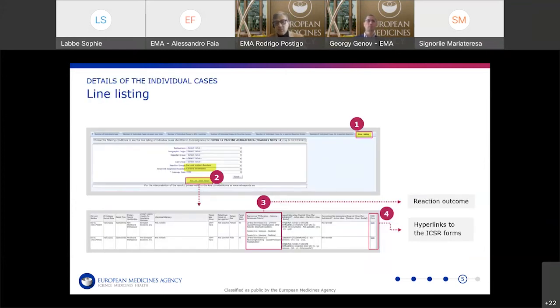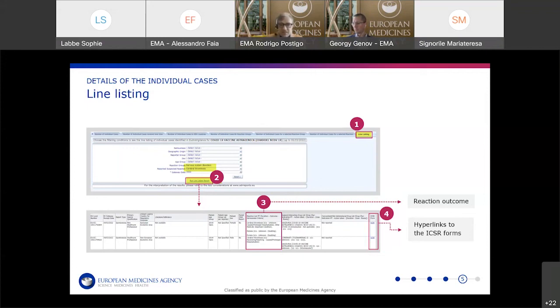Now I move to the second part, and we have seen up until now the cases in an aggregated way, so number of cases, but the ADR website also provides us the possibility to see the details of the individual cases, and for that I need to go to the line listing report, and the line listing report will offer me different ways to filter the data. It's better to filter the data because with the amount of cases we have now for the COVID-19 vaccines, these line listings are very, very big.